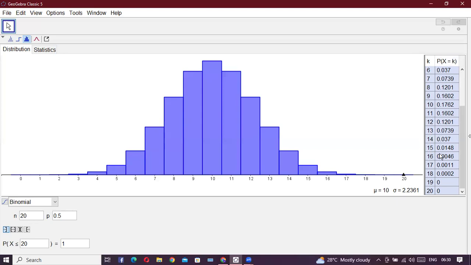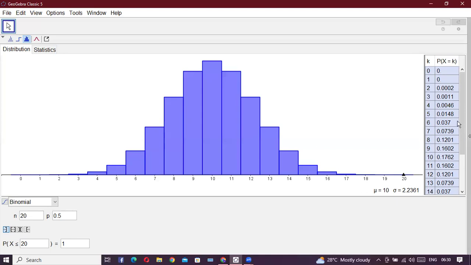And this is something you would have done if you were solving it on paper. You would have worked out all these trials and then used them to answer whatever question has been asked. But GeoGebra is doing this for you here. It has worked out the probability of success on each of these trials. So you have it all here.